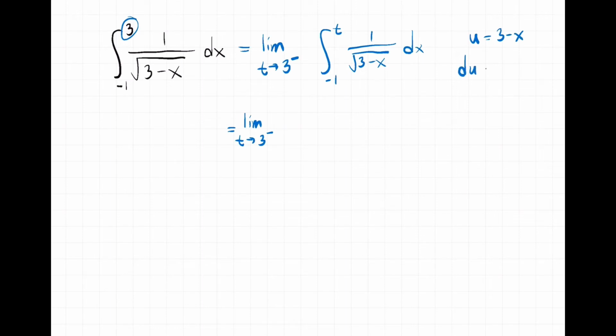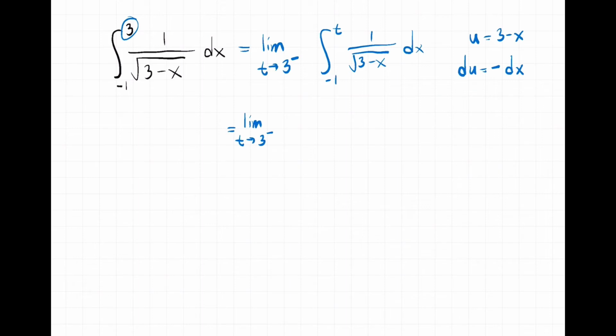And our du, therefore, is going to be negative dx. This is what makes it a little bit tricky here, because if you aren't quite paying attention, you might miss that negative there. I am not going to change my bounds because I think it's going to make things a little more complicated than I want to.